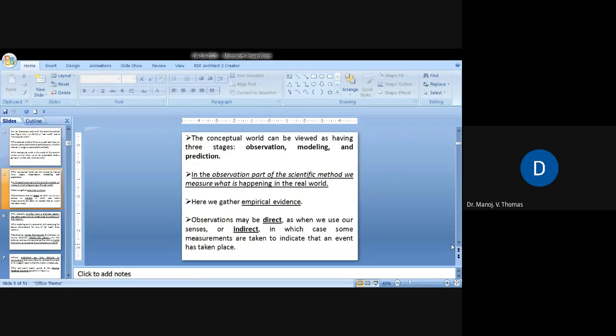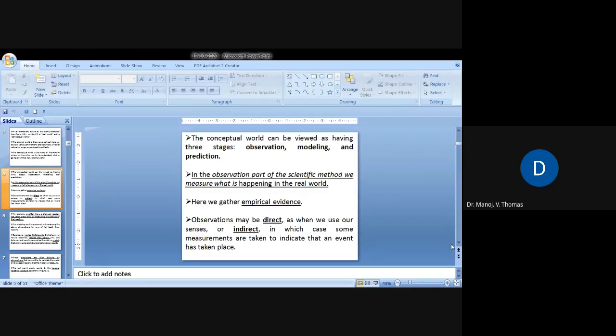The conceptual world can be viewed as having three stages: observation, modeling, and prediction. In the observation part of the scientific method, we measure what is happening in the real world, how things are actually happening, how things behave, for example, the speed of light, the speed of sound. They are all known facts that will not change. And then here we gather empirical evidence.